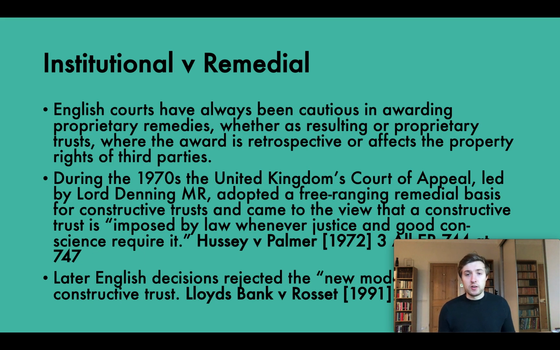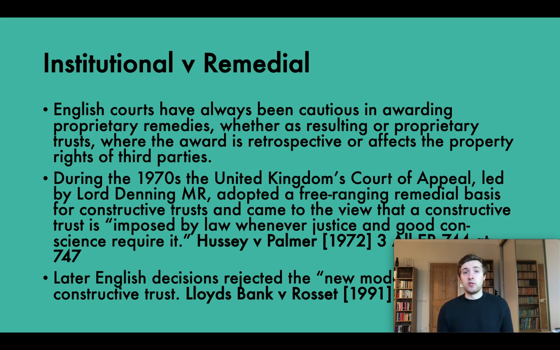The English courts did start off very institutional, so they were very restrictive or cautious in their approach. They could only really see a constructive trust where there had been some sort of fiduciary breach. Now, during the 1970s, the Court of Appeal, led by Lord Denning, adopted a free-ranging remedial basis for constructive trusts and came to the view that a constructive trust is imposed by law whenever justice and good conscience require it. So Denning came up with a new model, insisting that the court need not be so restrictive or formulaic. He was definitely embracing the Cardozo approach that I talked about in the previous video. In other words, looking at conscience and equity.